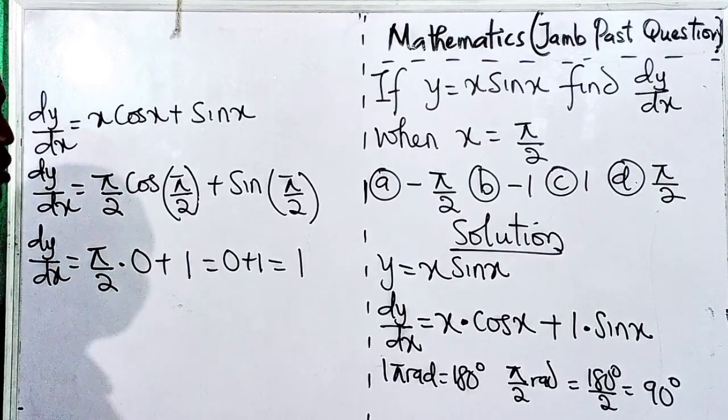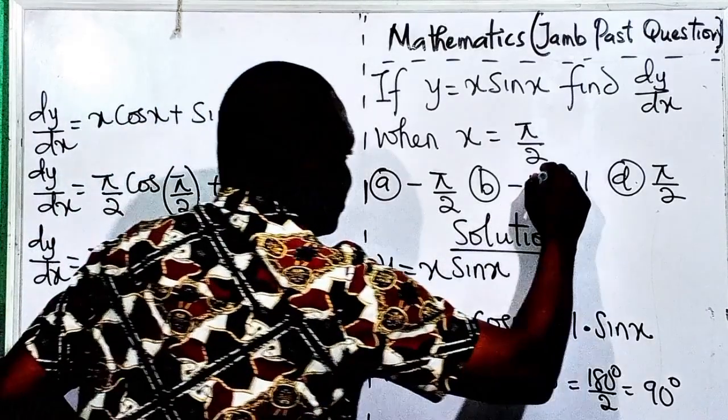So which of these now? Which of the options here is correct? Option C is the right option.